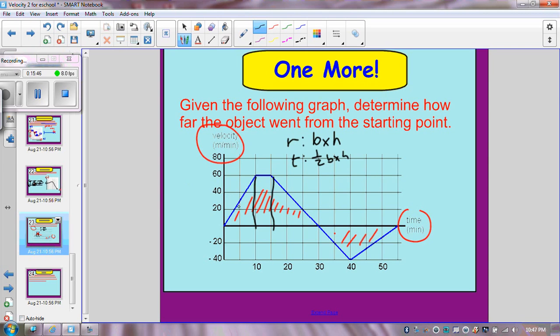Okay, so for this triangle right here, the base is 10 minutes, the height is 60 minutes, so that's 600, but we have to divide it in half, so that's going to be 300. For this rectangle right here, the base looks like 5, and the height is 60, so that's going to be 300.